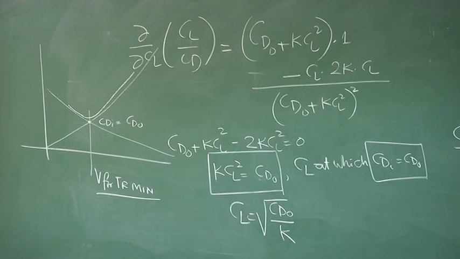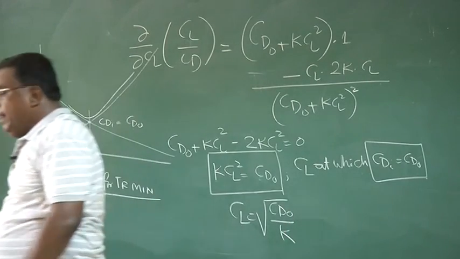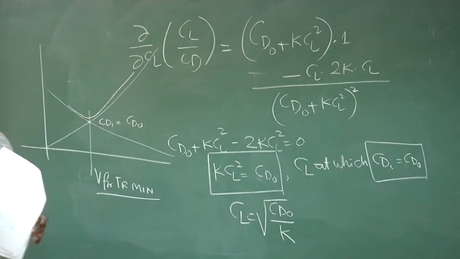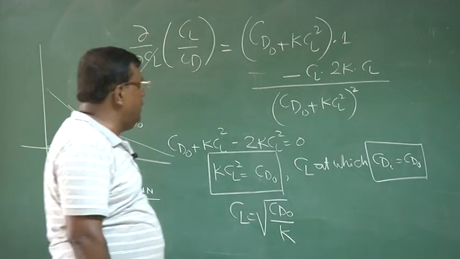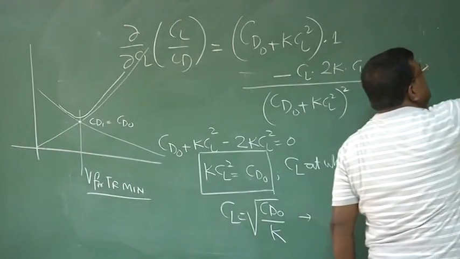However, for a pilot, if we tell, dear sir, please fly at CL equal to CD naught by K, he may not understand. He is not an aerodynamist. Right? So how do I communicate to the pilot? That is also an important question.